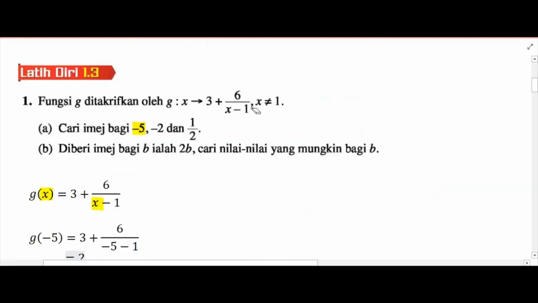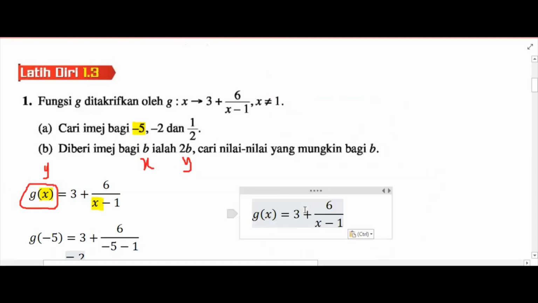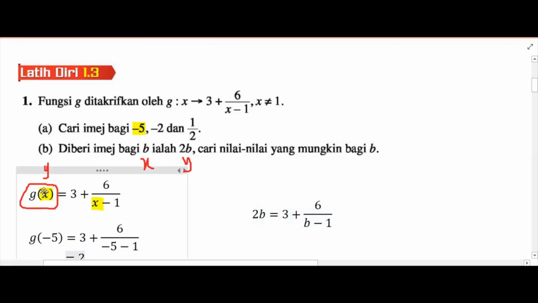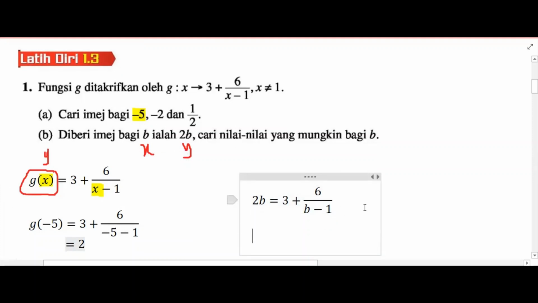Then this one I erase. Now they ask you, can you find the image for B? Given that the image of B is 2B, diberikan image B ialah 2B. So B is x, and the image is 2B, so this is y. Remember or not? g(x) is y. Y is g(x). So g(x) is equal to 3 plus 6 per x minus 1. Y dia sudah bagi. Y is 2B and x is B. You just change like this. Maksudnya g(x) image to 2B, x object adalah B. Find the B value. Cari nilai untuk B.